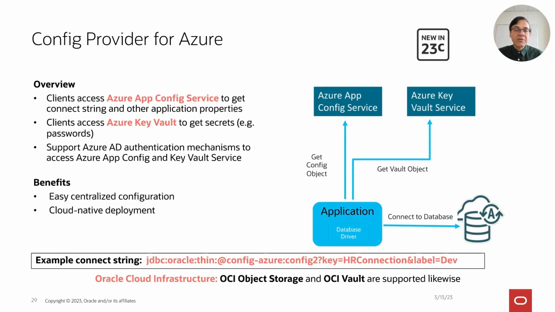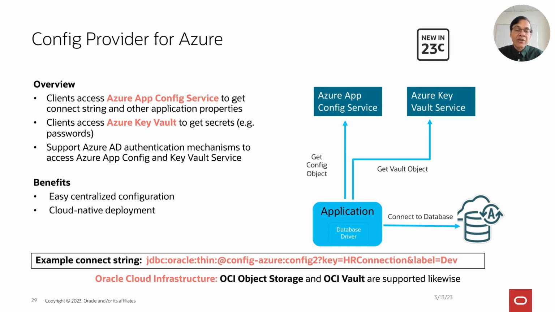Let us now discuss the config providers for Azure. With the use of containers and microservices, as you have a very large number of containers or microservices distributed all over, it becomes more and more important to have centralized configuration and secret management. To support that, we are supporting storing connect strings and other properties in Azure App Config Service and storing secrets in Azure Key Vault. The client will go to Azure App Config Service to get the config object and go to Key Vault to get the vault object and use those to connect to the database.